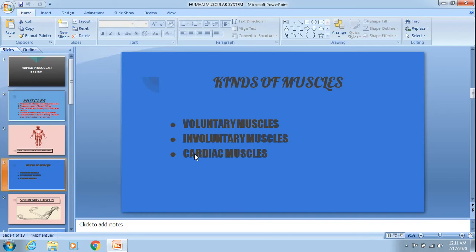The third kind of muscles are cardiac muscles. These muscles are actually a mixture of voluntary as well as involuntary muscles, right? Like involuntary muscles, they are also not under our control or our will. They keep on working throughout our life without even taking our permission. And like voluntary muscles, they have dark and light alternate bands on them, which are known as stripes. Because of this reason, the voluntary muscles are also known as striped muscles.